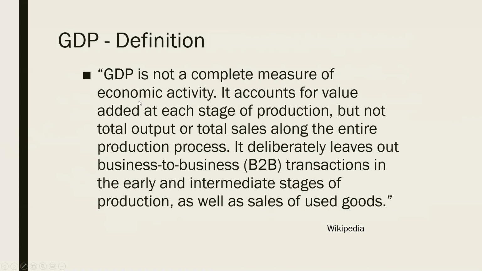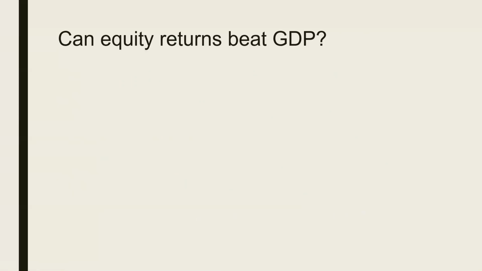GDP, if you look in Wikipedia, is not a complete measure of economic activity. It accounts for value added at each stage of production, but not total output or sales along the entire production process. It deliberately leaves out business-to-business transactions in the early and intermediate stages of production, as well as sales of used goods. So why are we looking at GDP? It doesn't really relate.